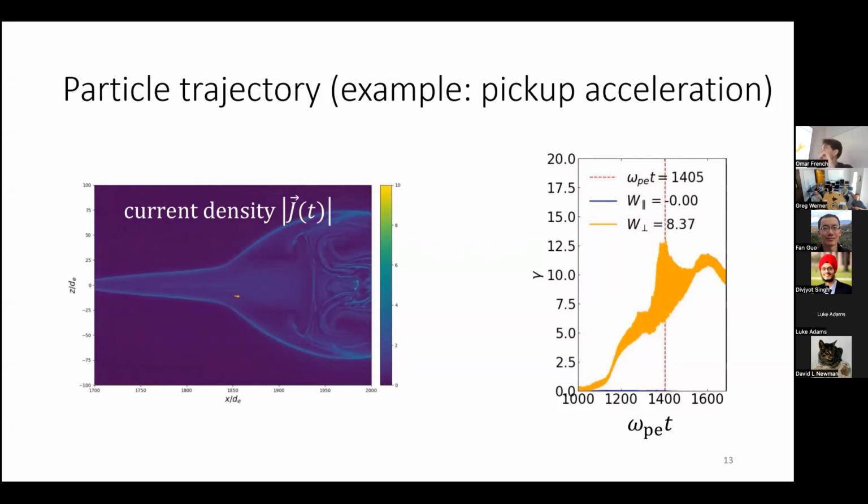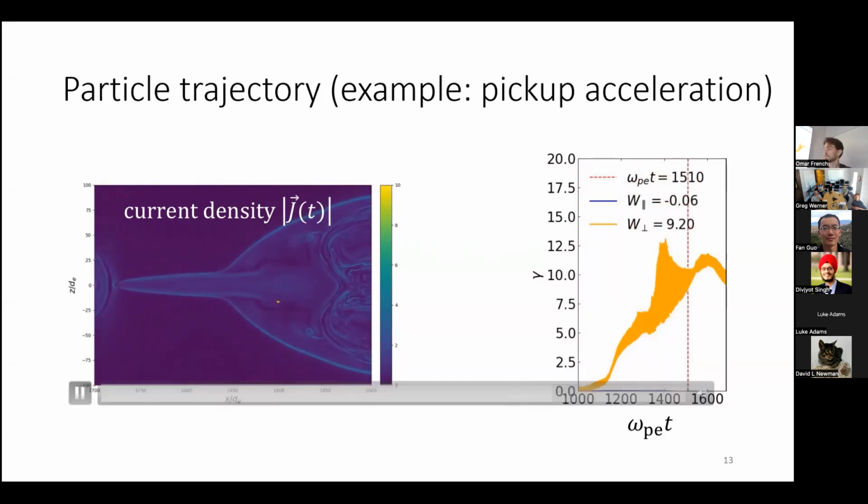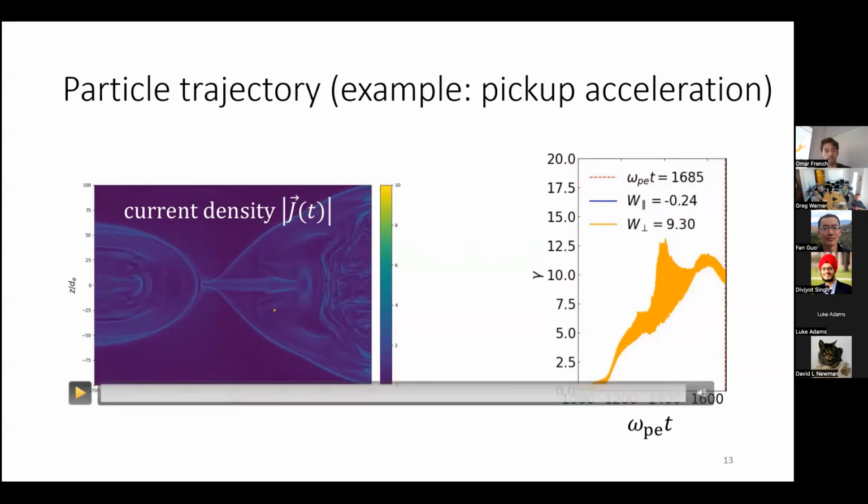So this is an example of a particle trajectory. What you see in orange here is a particle, and it was experiencing pickup acceleration. I'm showing the work done to it, and we can see that the perpendicular component has this big gain, but the parallel component remains essentially close to zero. I don't show it, but the perpendicular momentum also is increased.